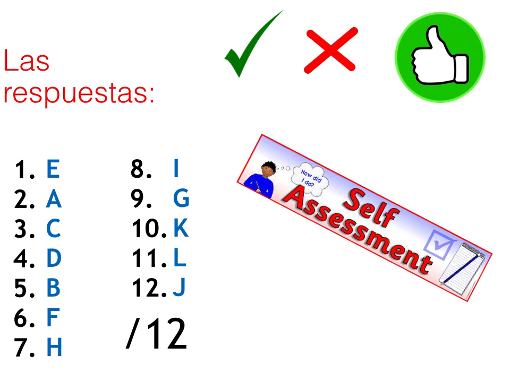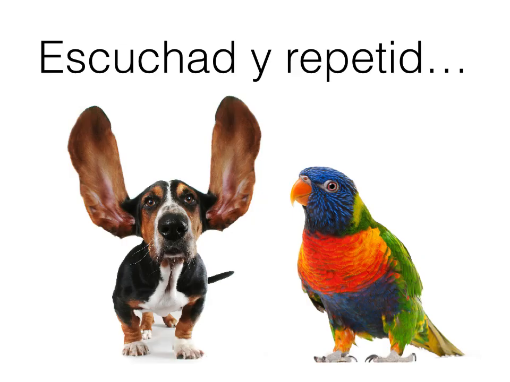12 sobre 12, espero. I hope that you got 12 out of 12. Don't worry if you didn't. And don't worry if you're thinking, gosh, Madam's saying all these words so quickly. We're going to spend some time now practicing how to say them and how to spell them. Muy bien. A ver, escuchad y repetid. Listen and repeat.